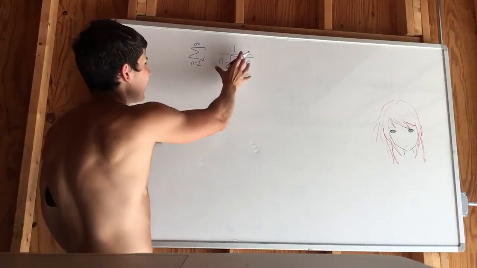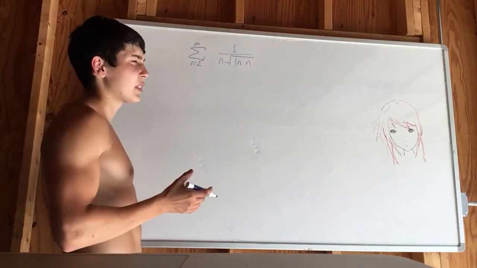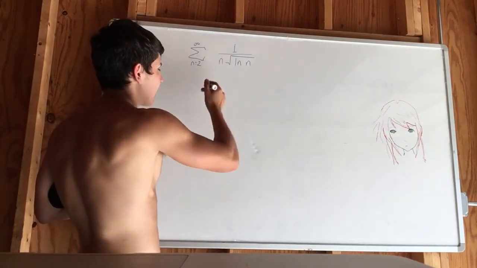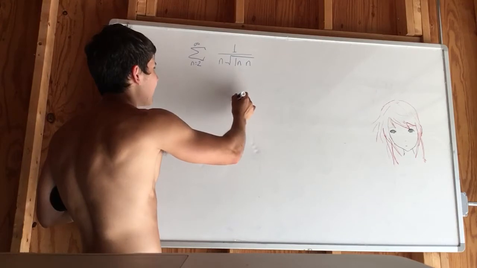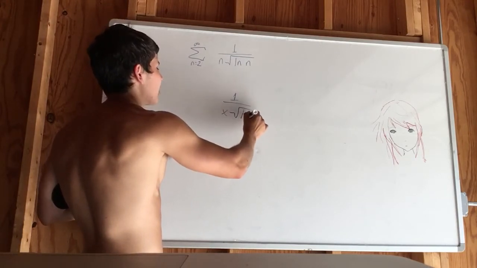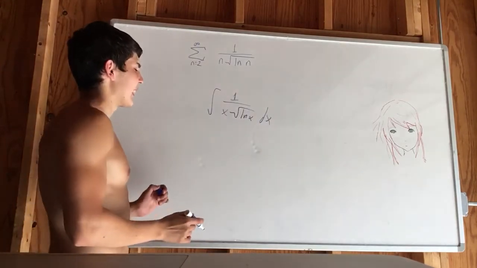So now we have to take the integral of this, and if that integral diverges, then our series diverges. If it converges, then our series converges. So that's the integral test. We have 1 over x times the square root of natural log of x. We're integrating with respect to x.